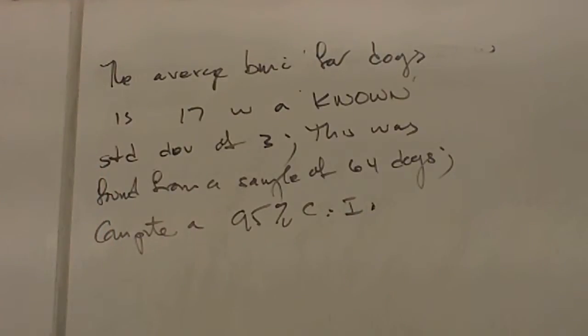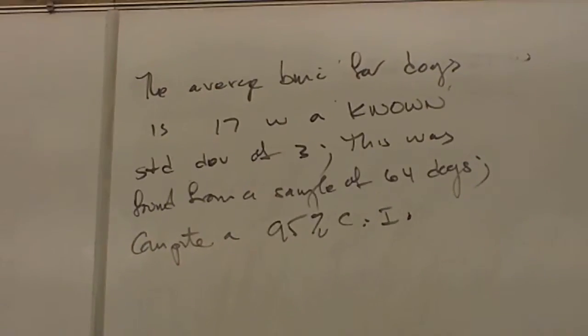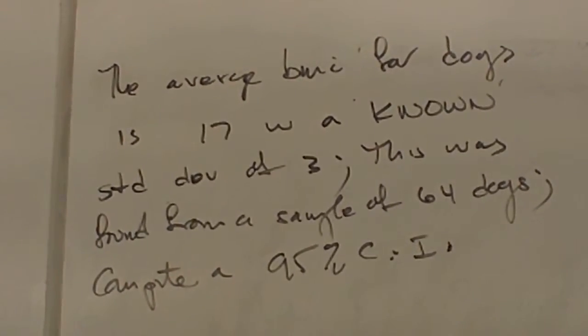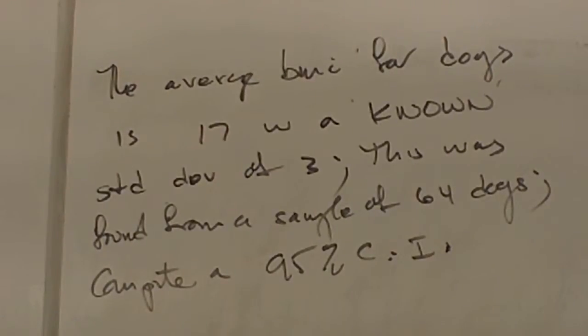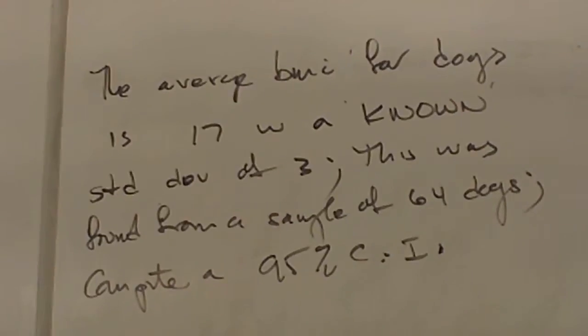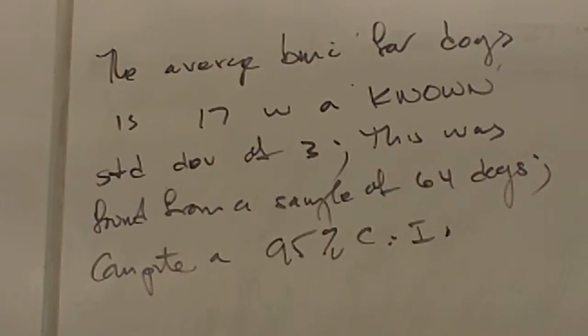Okay, the average BMI for dogs is 17 with a known standard deviation of 3. This was found from a sample of 64 dogs. Compute a 95% confidence interval for the mean.